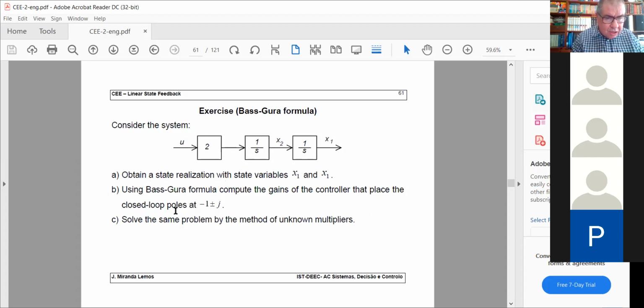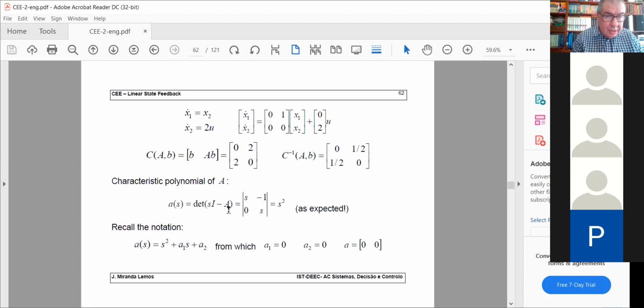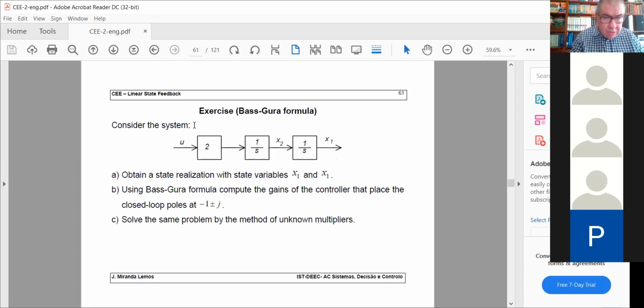And I want the closed loop poles at -1 plus or minus j. Now, what shall I do? First, I write the equation. So remember, where is x1 dot? This is an integrator. So here you have x1 dot equals x2, x2 dot equals 2u.